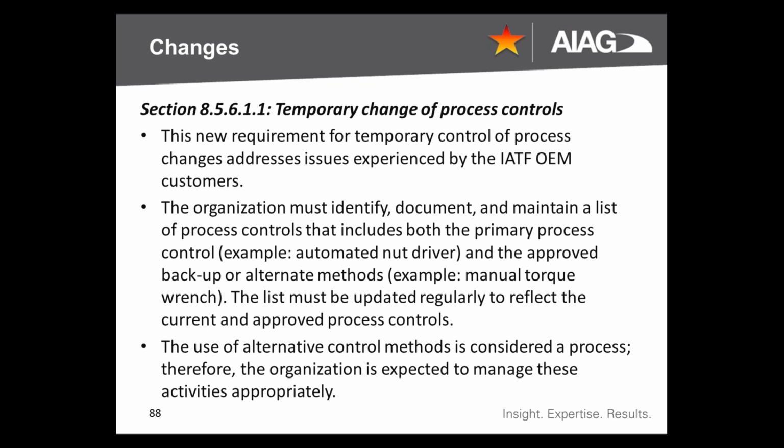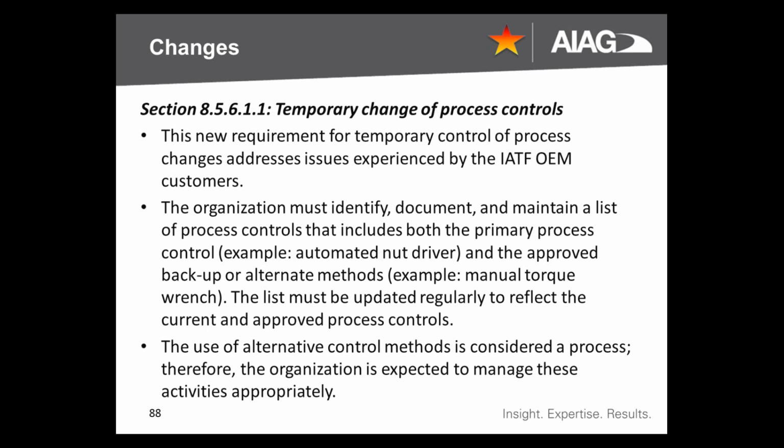I've asked for and received clarification that the scope of this needs to include essentially any inspection, measuring, test, or error proofing that's part of your control plan. So you need a backup method. That backup method needs to be documented somehow. I would think the control plan is the most logical place to do this.